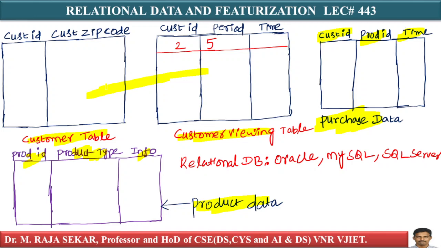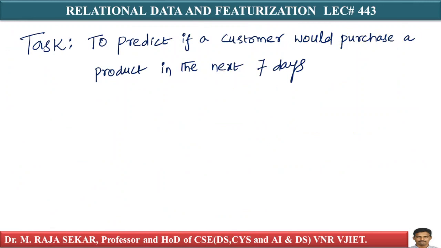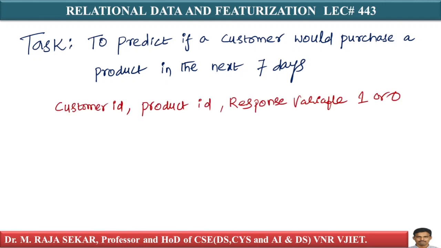So if you have data in tables, how do you featurize it? That is important, and that is what we would like to understand. Let's take a sample task. Let's assume the task is to predict if a customer would purchase a product in the next 7 days. We are given a customer ID and a product ID.